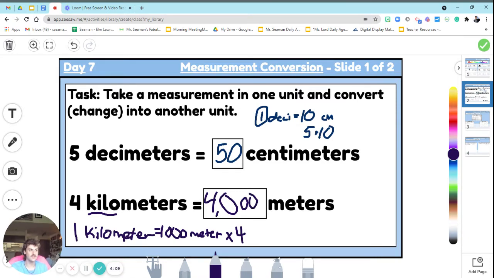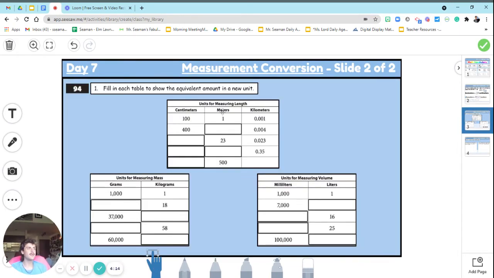So now that I have this solved, here's what you are going to do. First, fill in each table to show the equivalent amount in a new unit. You can start with grams to kilograms. The length is centimeters, meters, and kilometers. And then volume is milliliters to liters. You're going to need to understand how many grams are in a kilogram, how many centimeters are in a meter, and how many kilometers are in a meter.